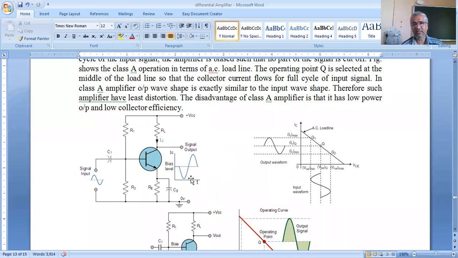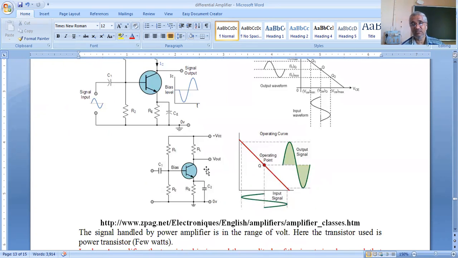But one disadvantage is related with this amplifier, and the disadvantage is that the class A amplifier has a low power output and low collector efficiency. So low output and low collector efficiency, these are the disadvantages of class A amplifier. Remember this.